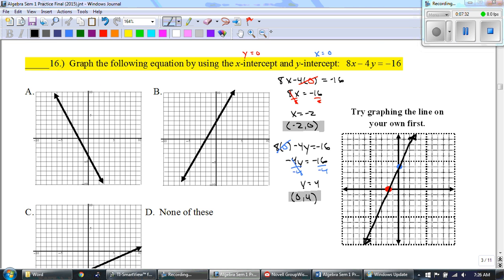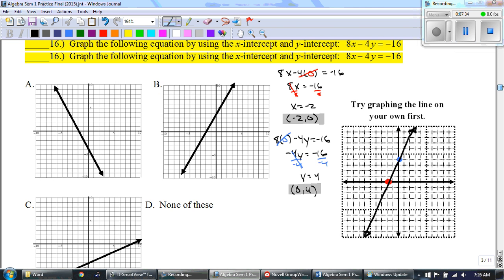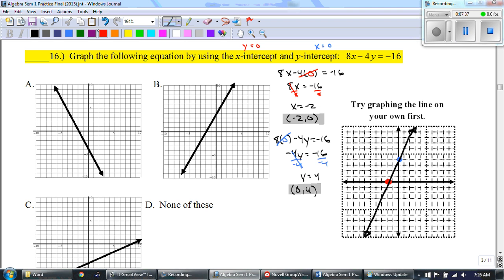So looking at those, our one that is closest to that is B.